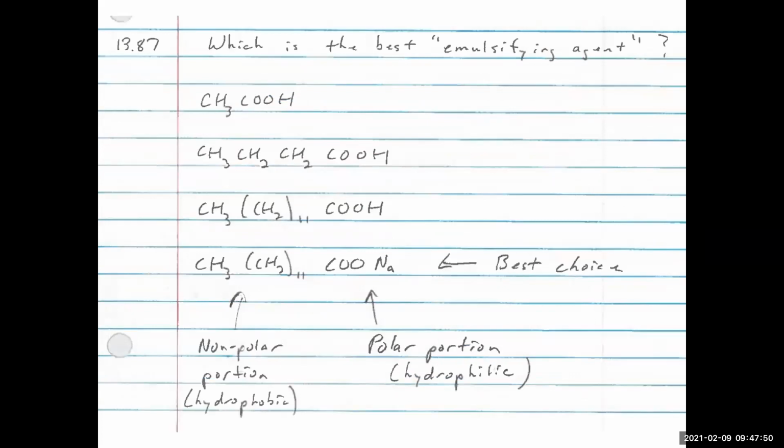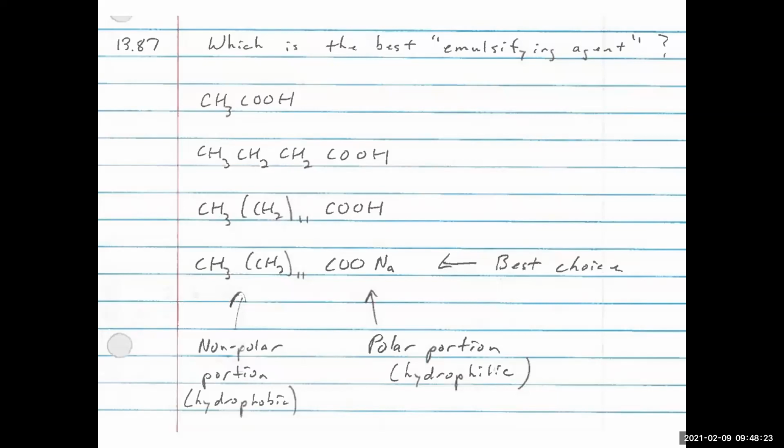Okay, now the last one we have is, which is the best emulsifying agent? And so here are our choices. CH3COOH, CH3CH2CH2COOH, CH3, then 11 CH2s, then COOH. Then we have CH3, 11 CH2s, and then COONa.